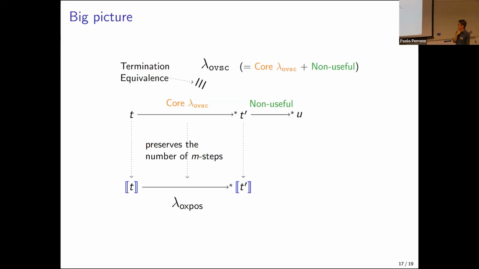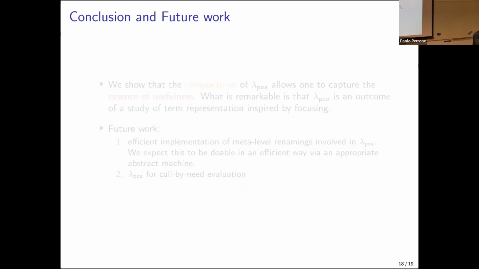The other thing that we did is we established the translation from this VSC to this positive lambda calculus. And we show that this preserves the number of steps, which is called a reasonable cost model. So it means that the positive lambda calculus captures the essence of the notion of usefulness. And these two calculi are also termination equivalent.